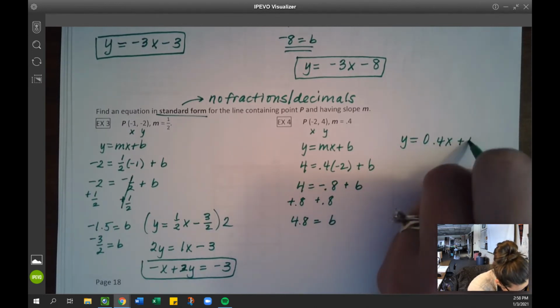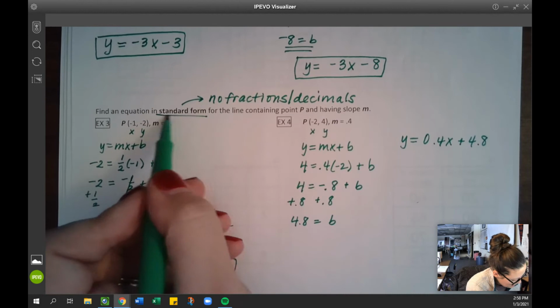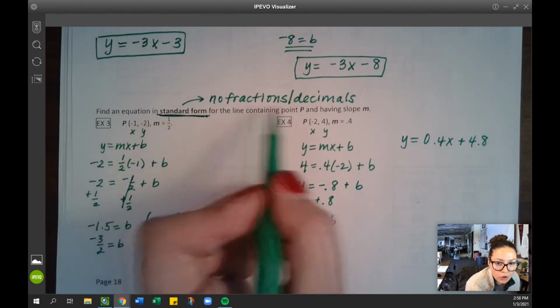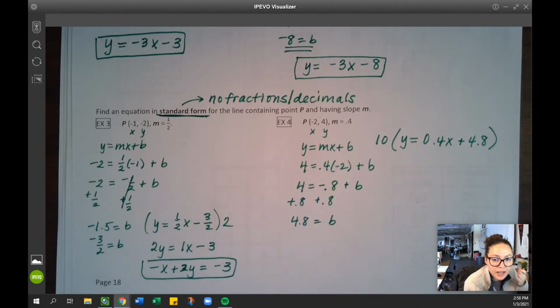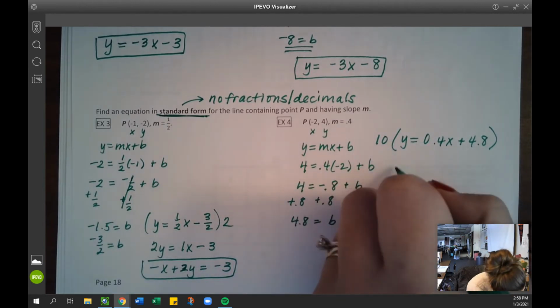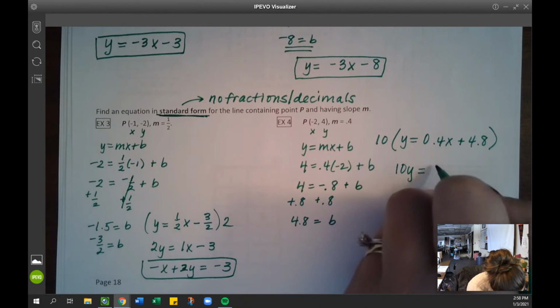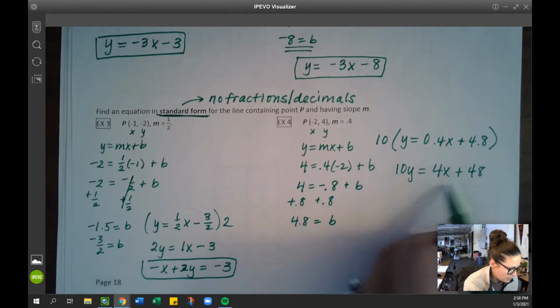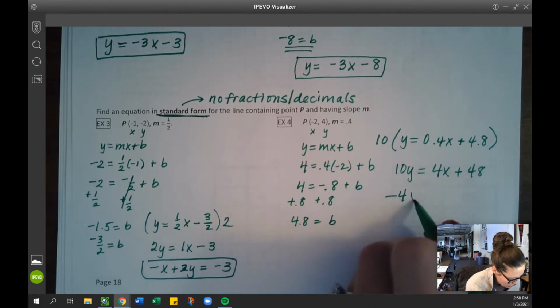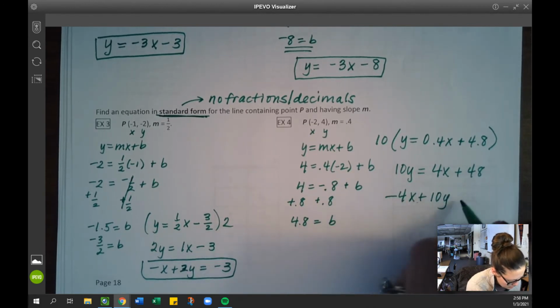0.4x plus 4.8. But again, I need it in standard form. No fractions or decimals. So to clear out the decimals, I'm going to multiply everything by 10. 10y equals 4x plus 48. And then I'm going to move that 4x term over to the left side.